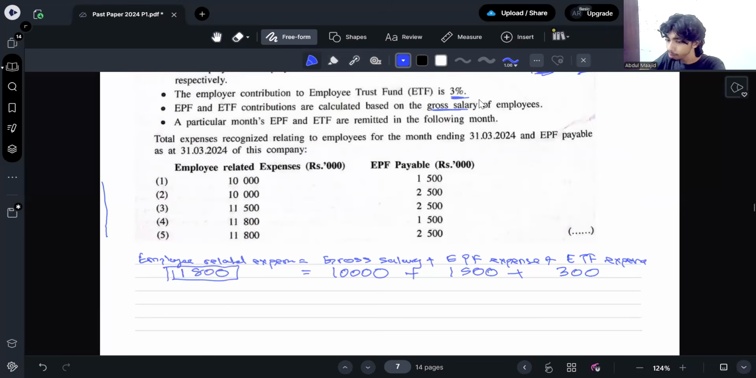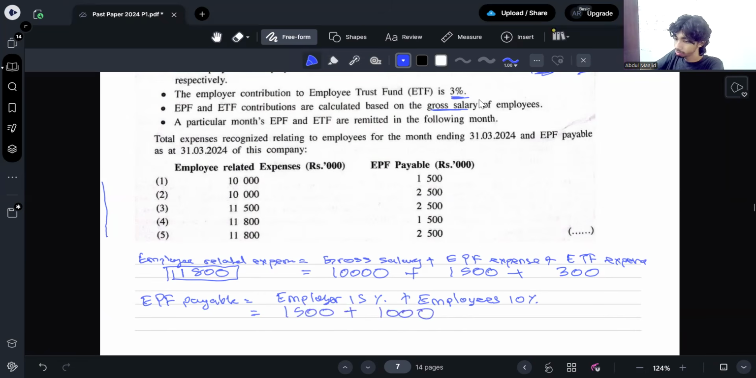11,800. Then EPF payable. EPF payable will be both the employer contribution and the employee contribution. Both the employer and employee's contributions should be given to the EPF department. So employer contribution 1,500, employee contribution will be 10% of gross salary, 1,000, that will be 2,500. So employee related total expense 11,800, EPF payable 2,500, answer number 5.